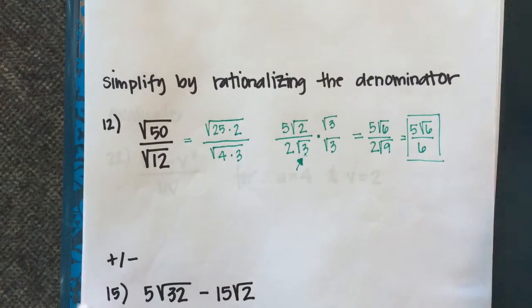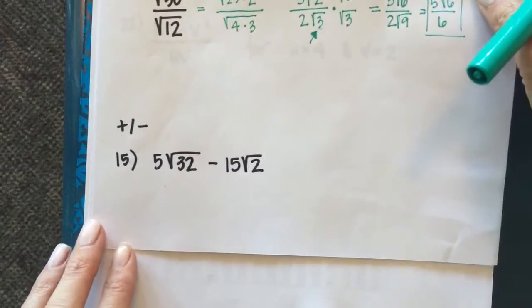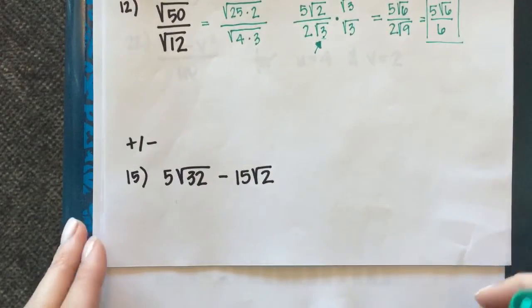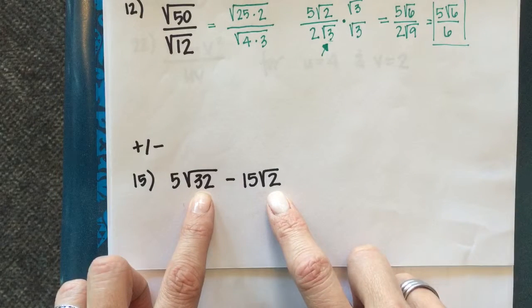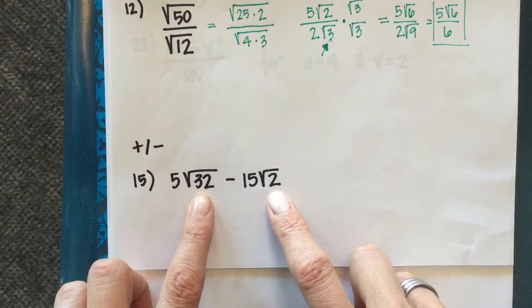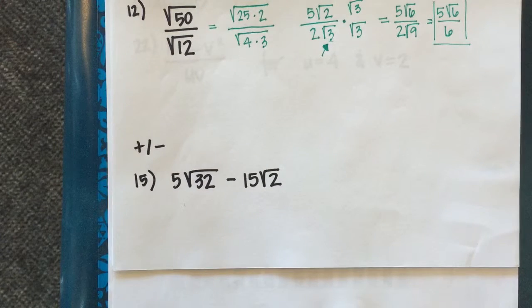The last one for today, number 15, is a subtraction problem. In order to add and subtract radicals, you have to have the same radicand, the same number inside the root. They are not the same right now, so you can't subtract the way it is. There are times when you're not going to be able to at all, so you're done with the problem. It can't be simplified any further. But you need to look and see if by simplifying you can then make them match.